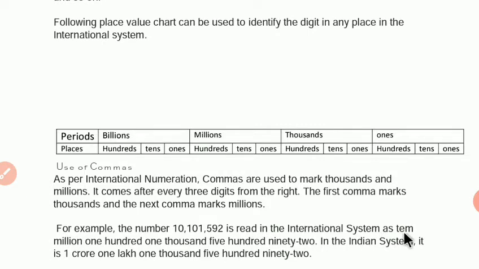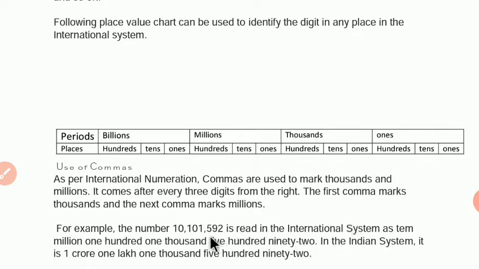Now we'll see how to write it. It is written as 10, then 101, then 592. You can see 1 0 means 10 million, 101 means 101 thousand. So 10,101,592. This one we have written in the international system.